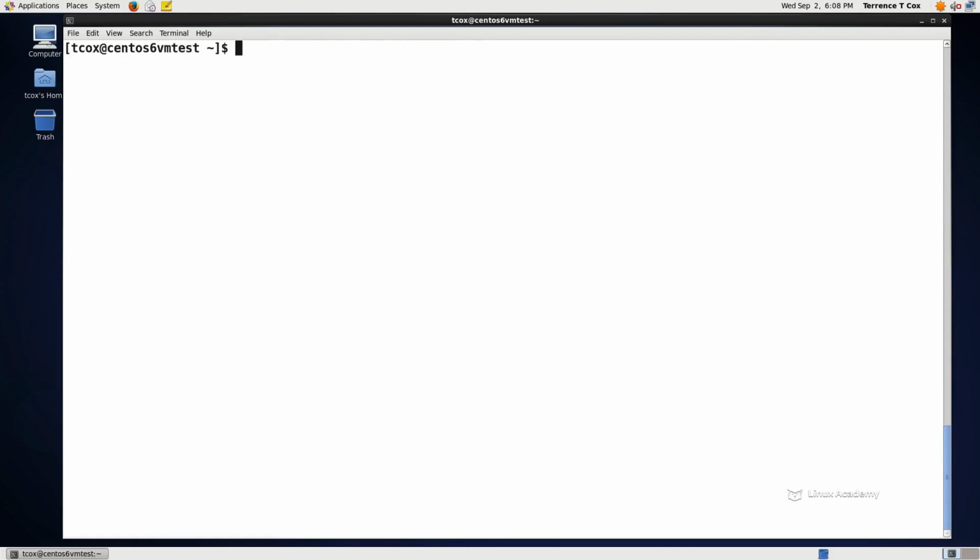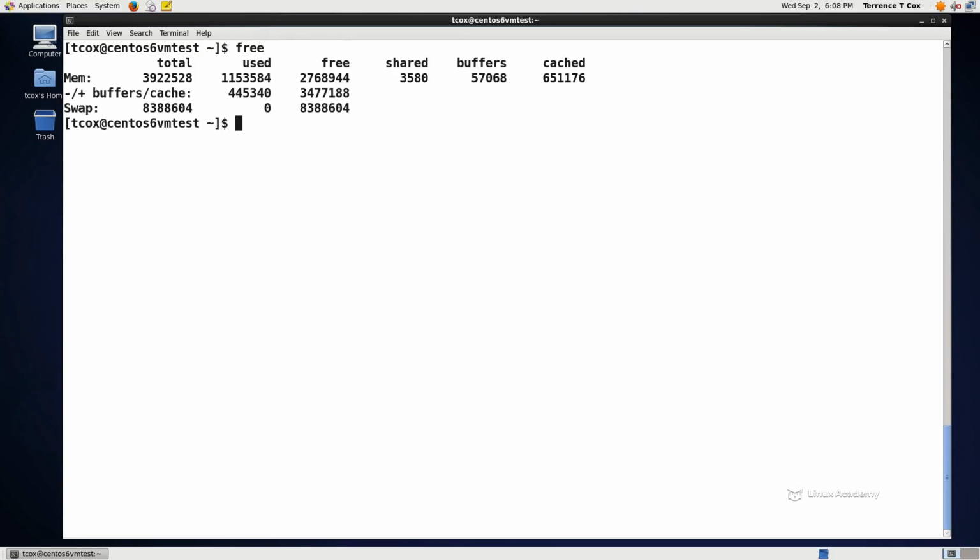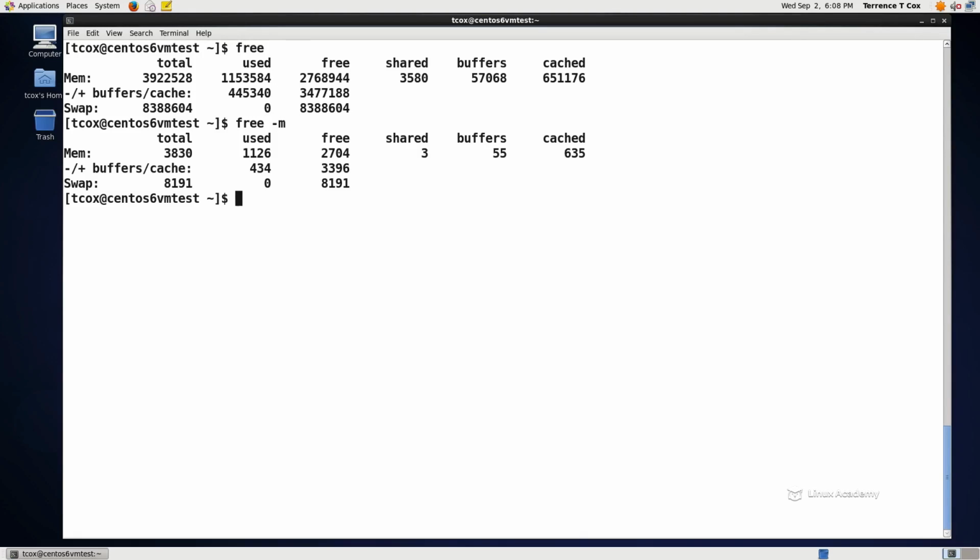So what if I just want to know how much memory I have? Well, if I use the utility called free, for example, it'll tell me how much memory I have, how much swap space I have, how much shared space and buffers. And here's what's interesting about the memory. If I do a free -m, I get a little nicer format for me to read. So I can say I've got about 3.8 gigabytes of memory, 1.1 is used, 2.7 is free, 630 is cached.